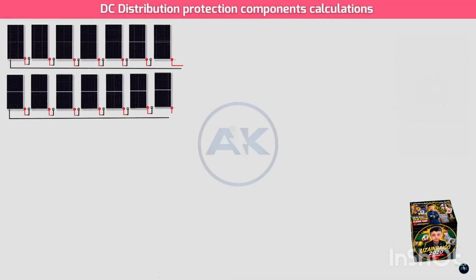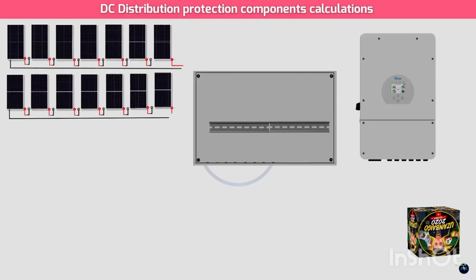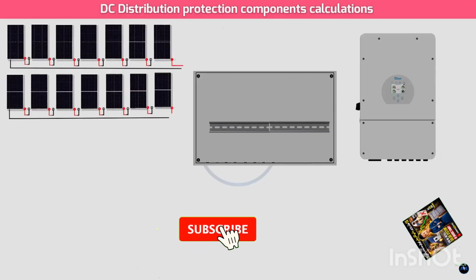Alright, let's move on to the crucial DC side protection components for your 2 strings of 7 panels each: 7S configuration for MPPT1 and 7S for MPPT2.